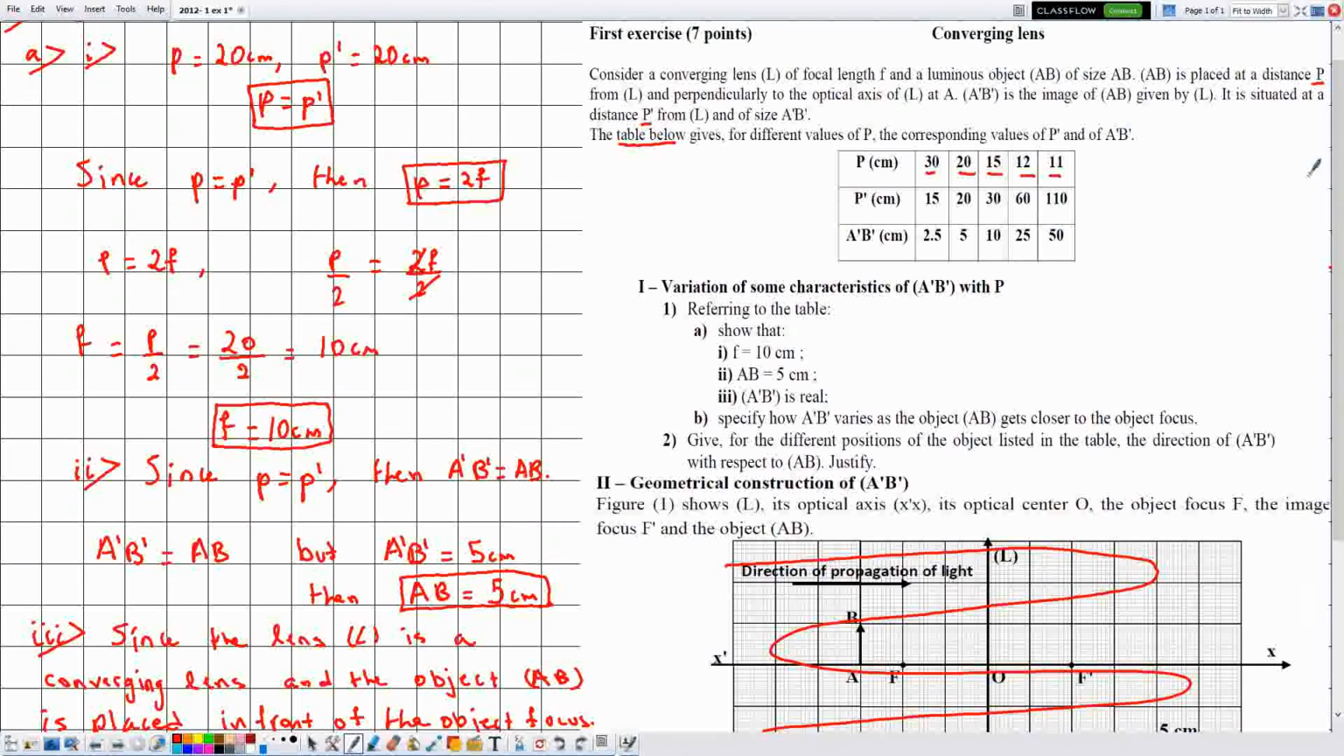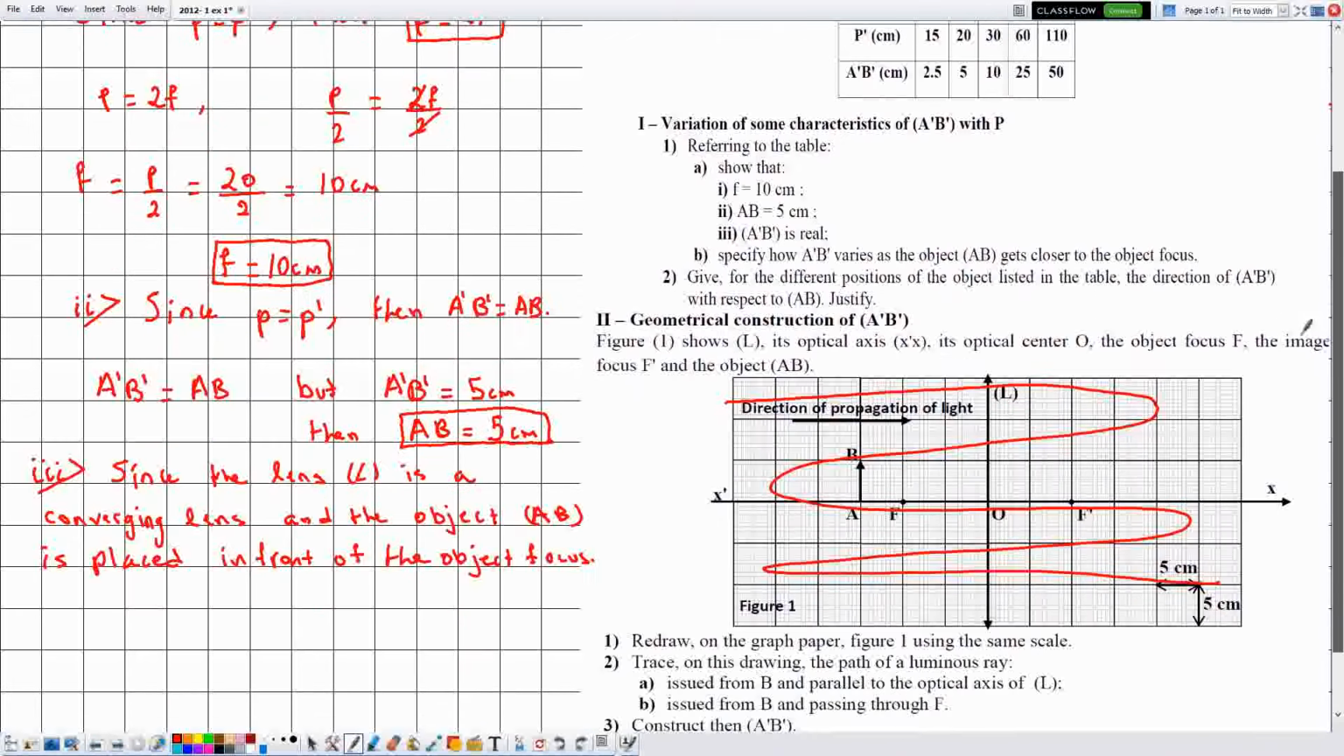And we know that whenever the object AB is placed in front of the object focus and the lens that we are using is a converging lens, then the image A prime B prime is real. However, if the object AB is placed between the optical center and the object focus, then the image will be virtual. For this reason, the image A prime B prime is real.